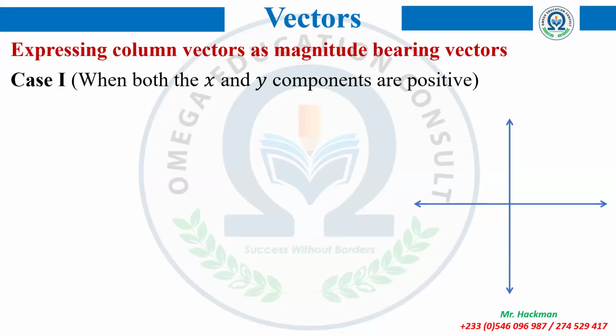Hello, welcome back from the water break. Quickly, let's look at our next concept. We are going to look at expressing column vectors as magnitude and bearing vectors. That is converting vectors in the column form to the magnitude bearing form. As for how to find the magnitude, the vectors will come in the column form, so you know the x component and the y component, and we all know we've done finding the magnitude of a vector.